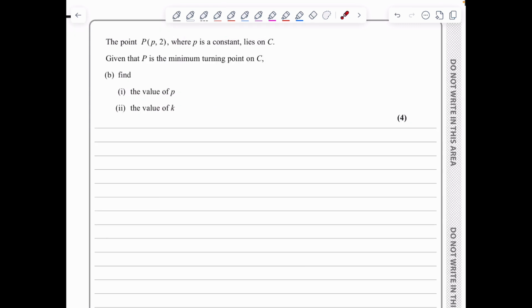We are then told that the point P with coordinates (p, 2) lies on C, and it's a minimum turning point, and we need to find the value of p and the value of k. So let's start with the expression we had for dy/dx. It was (8x - y squared) over (2yx + 3). We know that P being a turning point means that at P, dy/dx is equal to 0. So I will be substituting x with p, so (8p - 2 squared) over (2 times 2p + 3) is equal to 0.